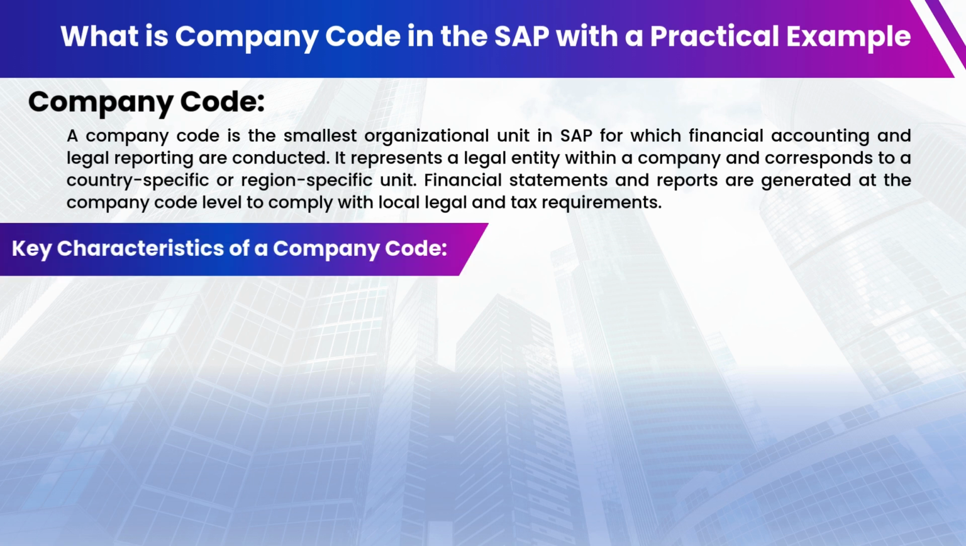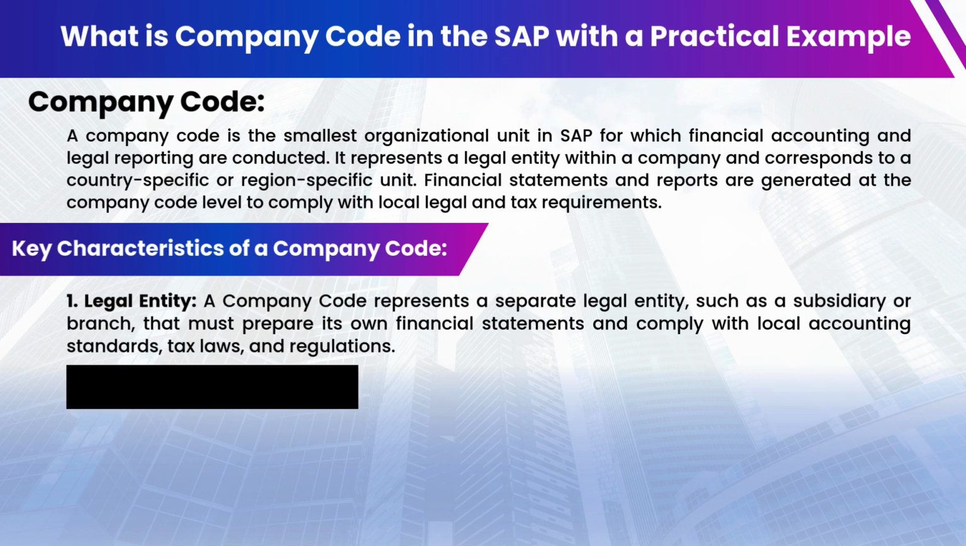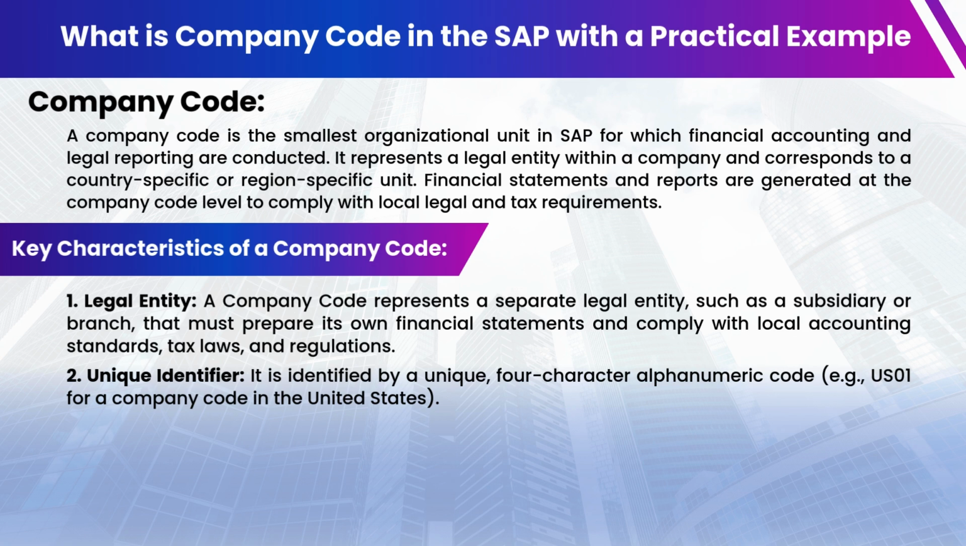Key characteristics of a company code: legal entity. A company code represents a separate legal entity, such as a subsidiary or branch, that must prepare its own financial statements and comply with local accounting standards, tax laws, and regulations. Unique identifier. It is identified by a unique four-character alphanumeric code, for example, US01 for a company code in the United States.